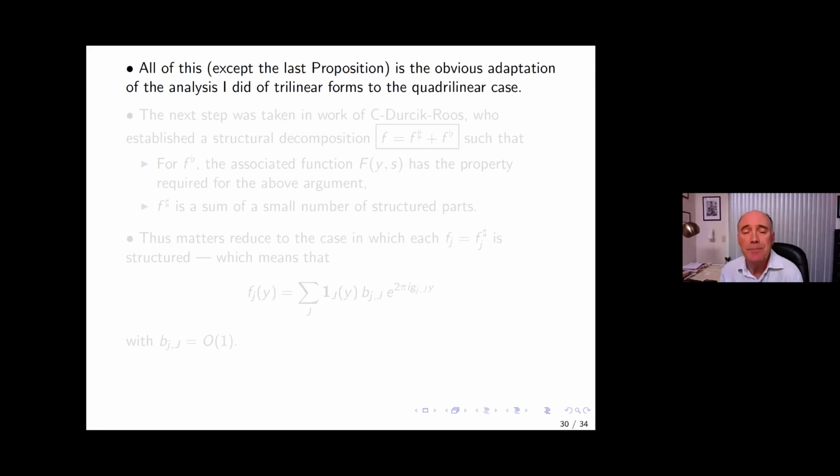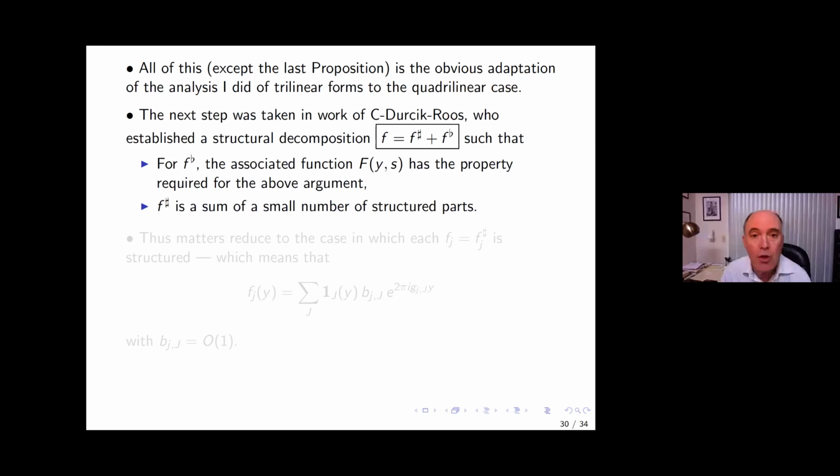Okay, so really everything I've said so far, except the last proposition, which is a sublevel inequality, is more or less the obvious adaptation of the existing trilinear analysis to the quadrilinear case. You do Cauchy-Schwarz to eliminate one of the factors, which is the obvious thing for all harmonic analysts. And then you just try to go as far as you can with the existing trilinear analysis. But here's where you get stuck. You get stuck because two of the little f's could multiply together and the rapid oscillation could cancel.